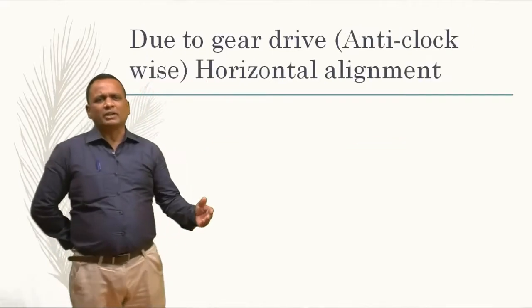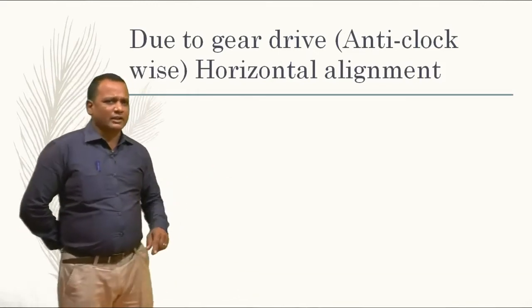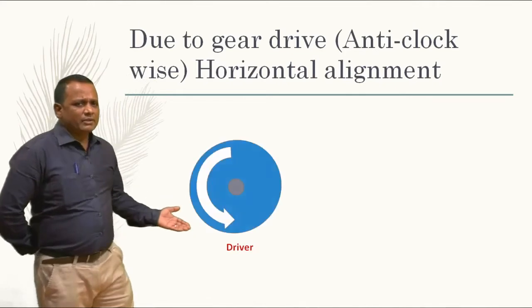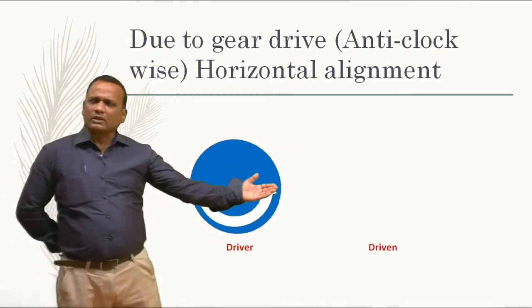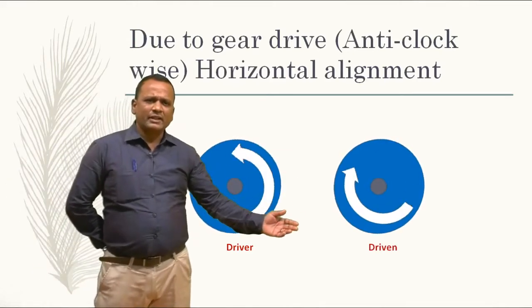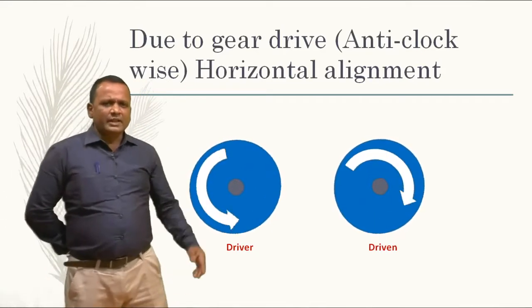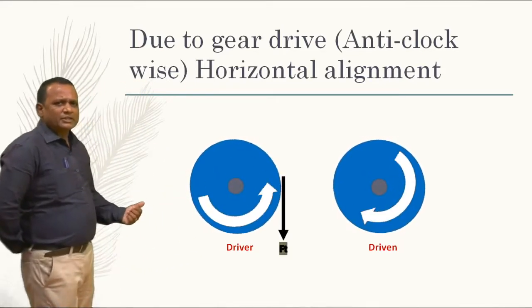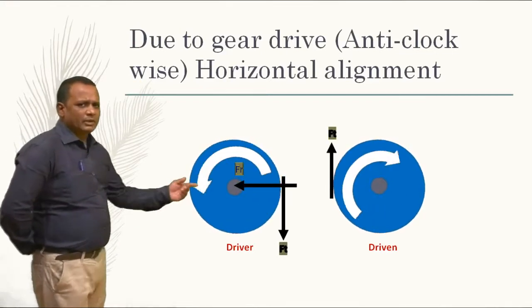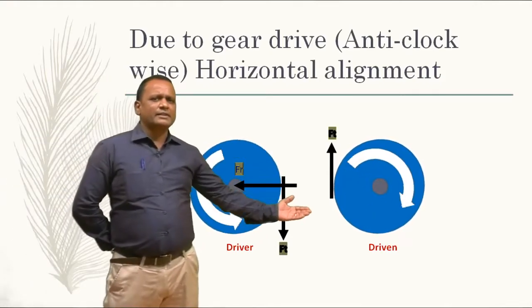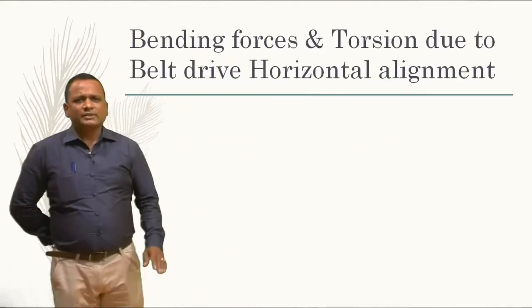Now let's see how it happens when the gear is rotating in the anti-clockwise direction. I will consider again a driver gear rotating anti-clockwise and transmitting power to one more gear, the driven gear. Since it is a simple gear train, you know they rotate in opposite directions. Here again, for the driver, the tangential force is opposite to the rotation and the radial force is towards the shaft. Similarly, for the driven gear, the Ft is towards the direction of rotation and Fr is towards the shaft. So this is the gear drive.